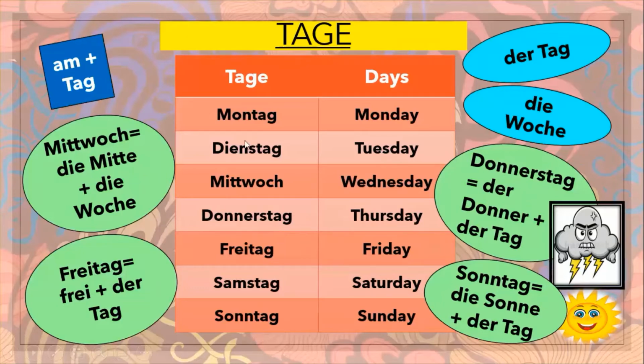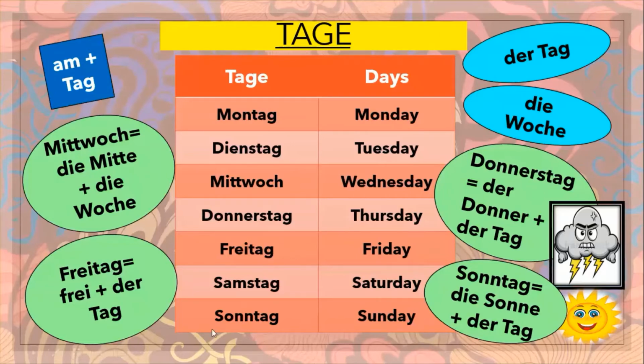Then we have Friday, Freitag. Freitag is also made up of two German words, frei and Tag. Frei means free and Tag is the day. So you can remember Freitag in this way. Saturday is Samstag and Sunday is Sonntag.